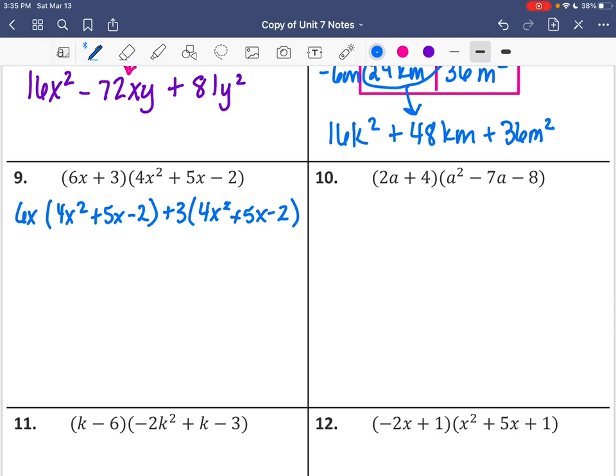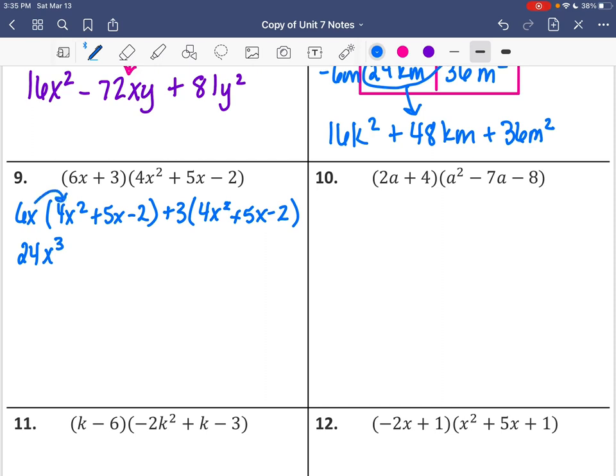And I almost ran out of room, so be careful that you're writing small enough to get all of your work in. All right, so now I'm going to do 6x times 4x squared. So 6 times 4 is 24, and x times x squared is x to the third. Remember, we talked about last time having one x on the outside, 2 x's on the inside. 1 plus 2 is 3. So make sure you don't drop your exponent there.